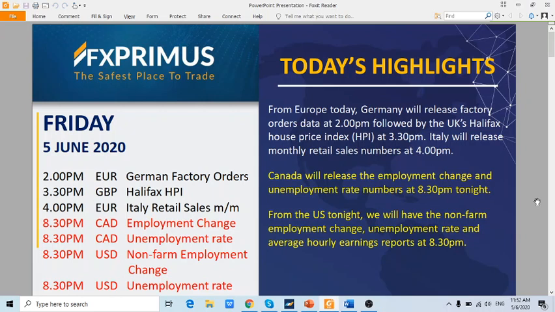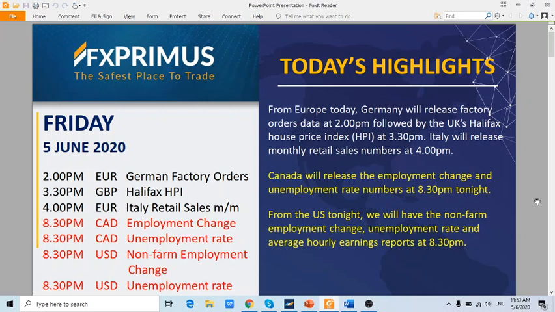Today is Friday, 5th of June 2020. Edmund here. We are going to look at today's economic calendar, and later on in part 2, we will be looking at yesterday's economic calendar and also economic results and how those results impacted the prices of currencies and commodities for yesterday.